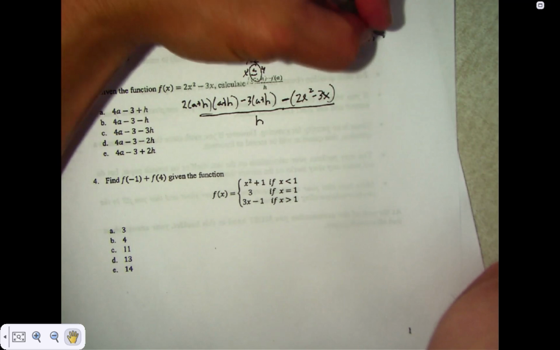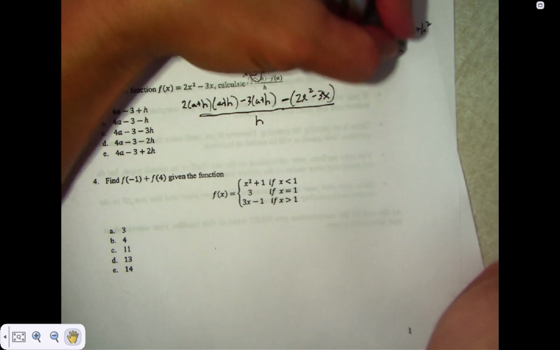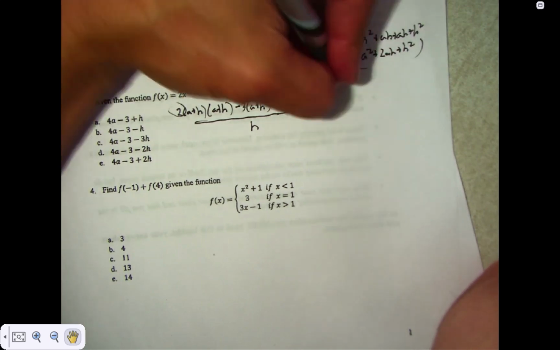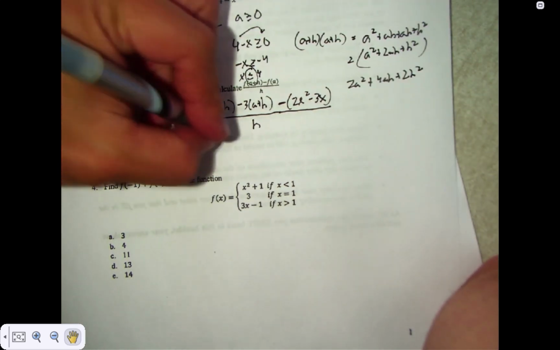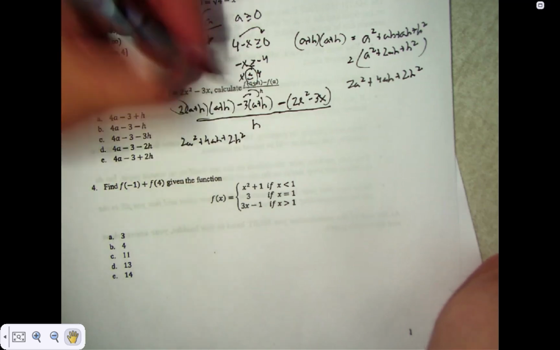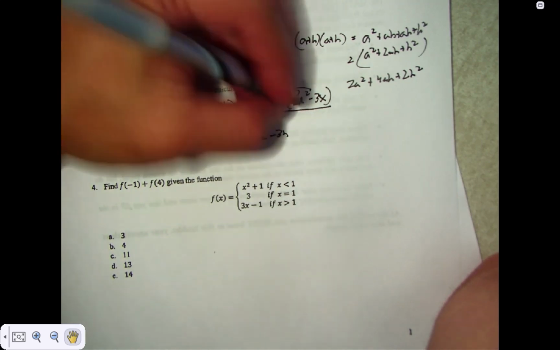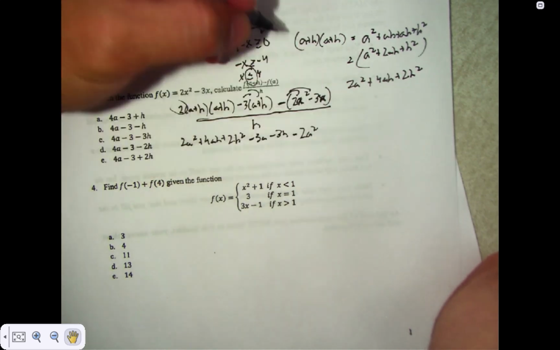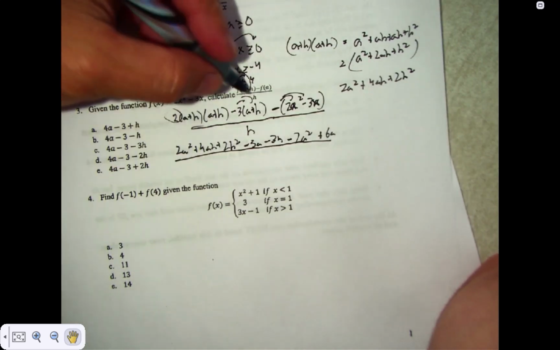I'm going to have a squared plus ah plus ah plus h squared, which is a squared plus 2ah plus h squared. And now there's a 2 out in front, so I'm going to double it: 2a squared plus 4ah plus 2h squared. Distributive property, minus 3a minus 3h. Distributive property. This is f of a, isn't it? So these need to be FMAs. Minus 2a squared plus 6a. And it's all over h.